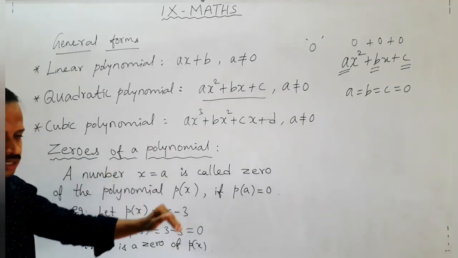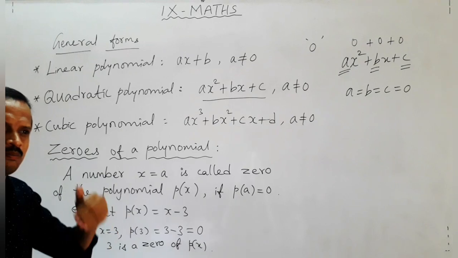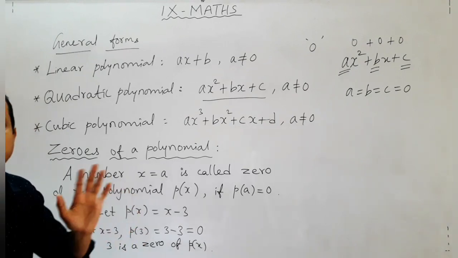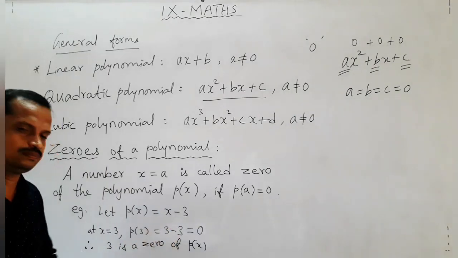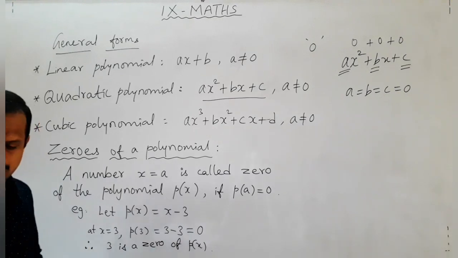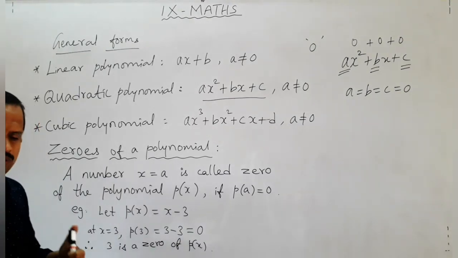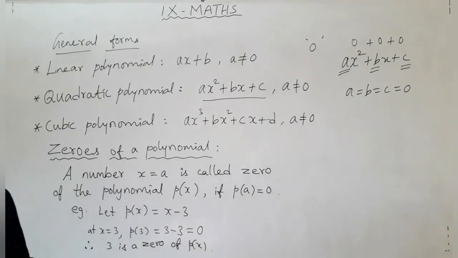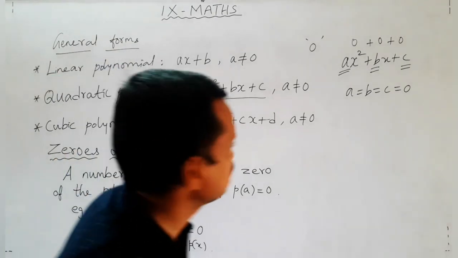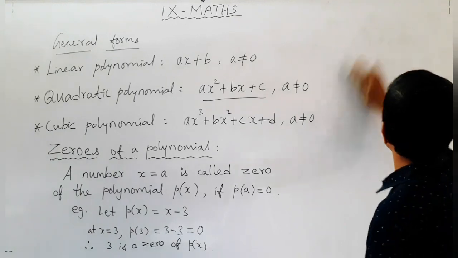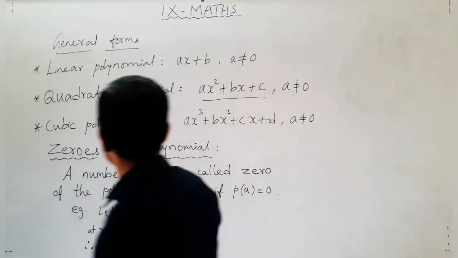Zeros of a polynomial means which number or which constant makes the given polynomial 0. That is the zero of the polynomial. So here 3 is a 0. There is some example, so we will see in the exercise also. At that time we will practice a lot and you will come to understand very clearly. This is an explanation only. All these things are clear?